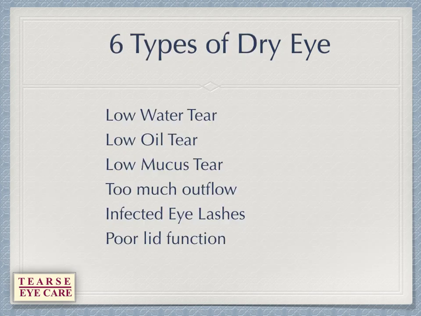I find that there are 6 types of dry eyes: low water tear secretion, low oil tears, low mucus tears, too much outflow, infected eyelashes, or poor eyelid function.